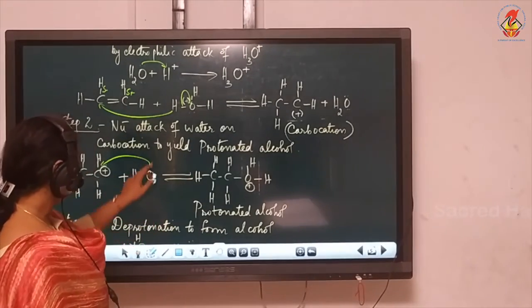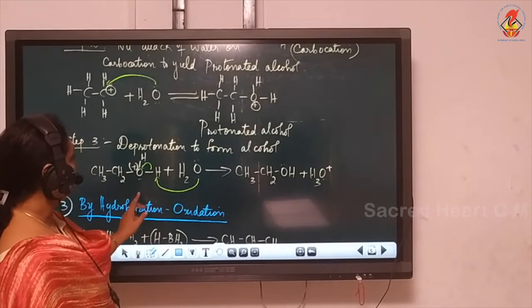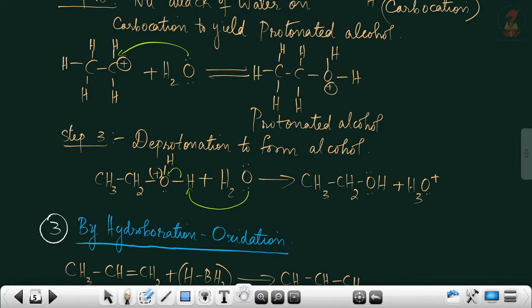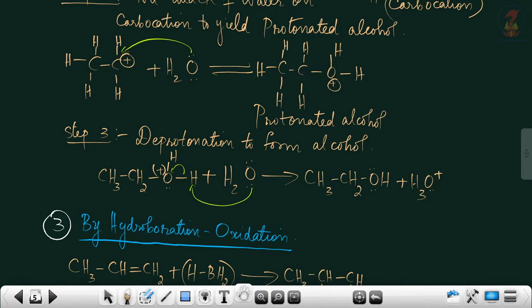Now comes step 3, deprotonation to form alcohol. CH3, CH2, OH2 plus. This is our protonated alcohol. In presence of H2O, the bond between O and H gets shifted to oxygen. So this H will be removed as H plus ion, which combines with H2O to form H3O plus. And we get CH3, CH2OH. That is our alcohol final product.